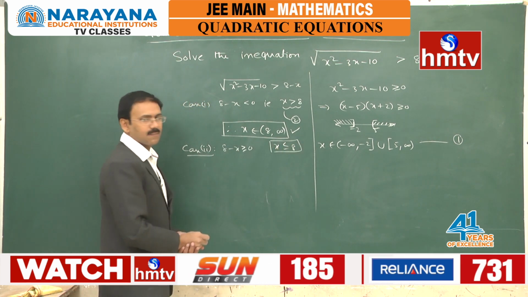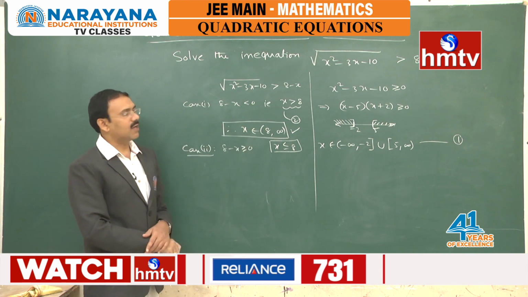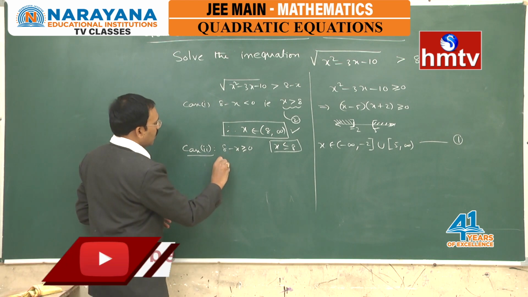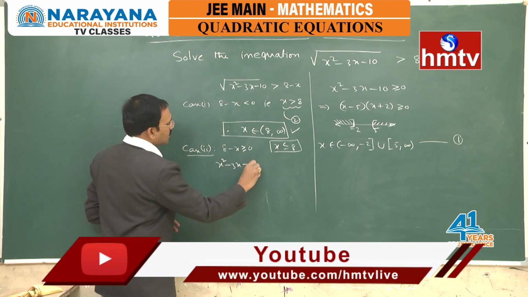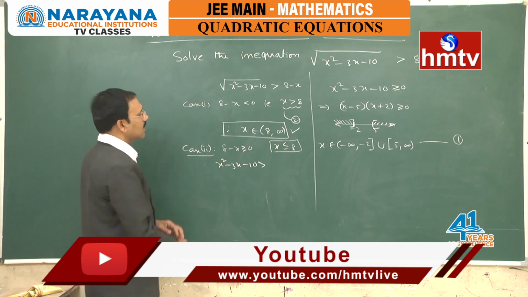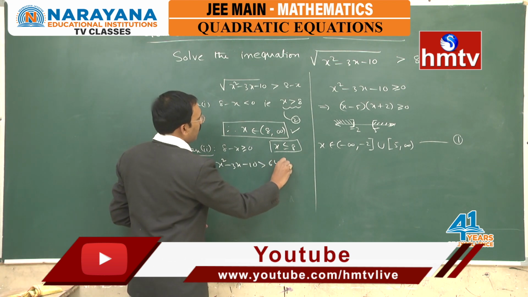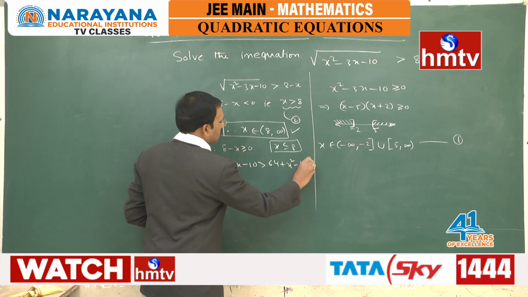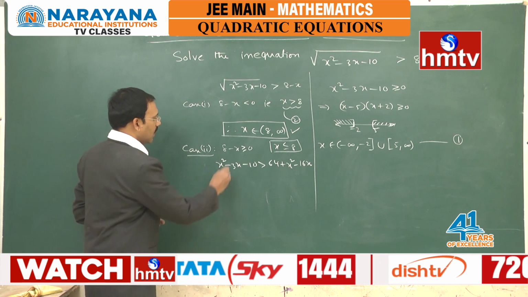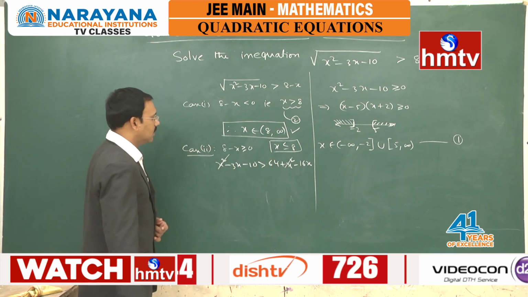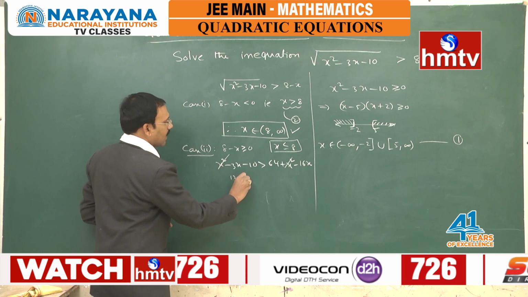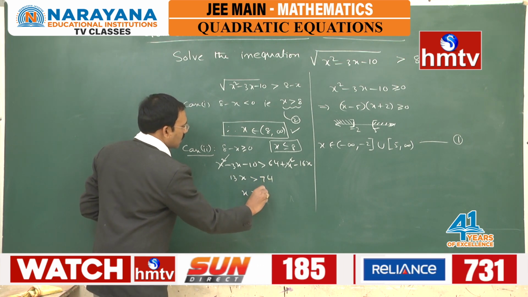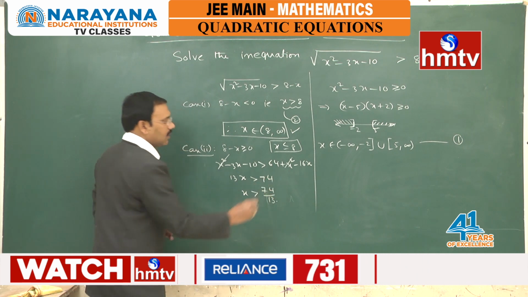In this case, now it is 0 or positive, so you can take the square on both sides. This becomes x square minus 3x minus 10 is greater than 64 plus x square minus 16x. The x square can be cancelled, so that you will get 13x is greater than 74. So, x is greater than 74 by 13.